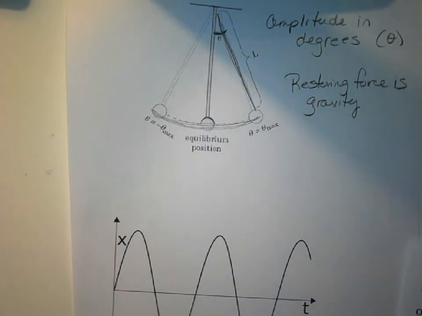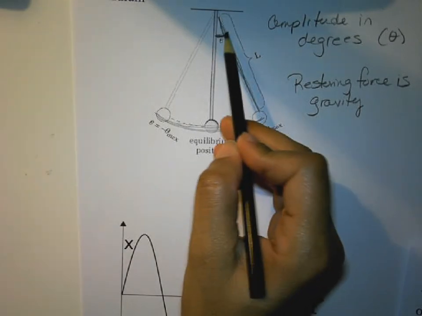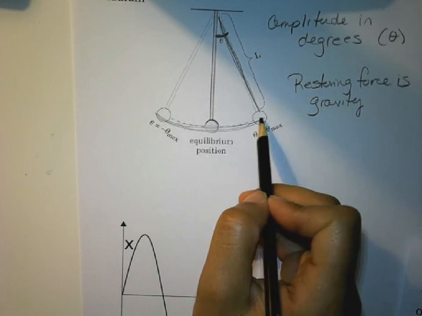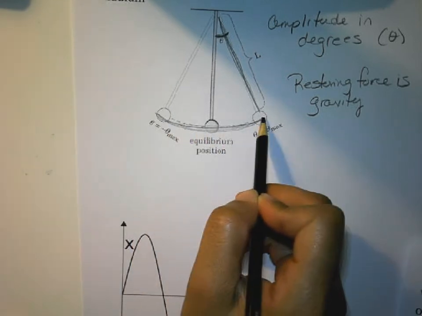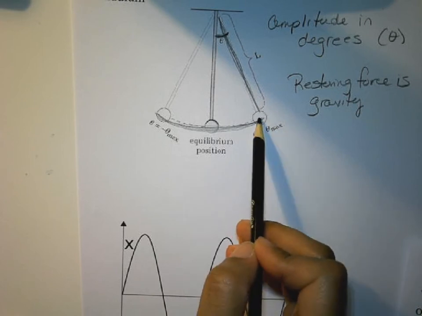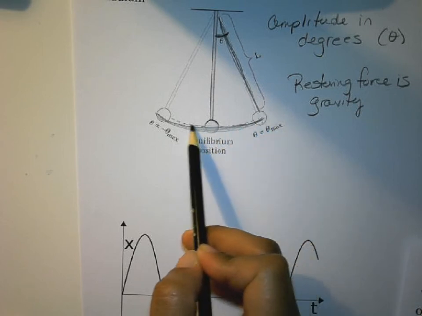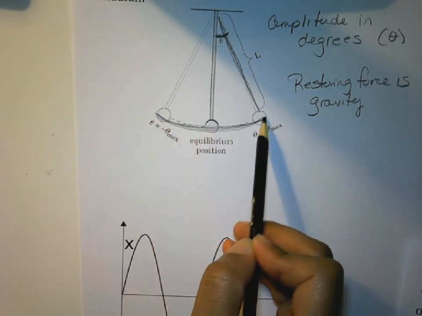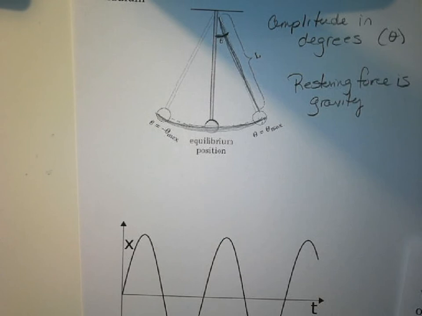So once you put in the work and pull that pendulum back to some angle and let it go, then gravity takes over and it causes the pendulum to swing back and forth. And a cycle for a pendulum is from the starting position through equilibrium back to where it started. That is the definition of a cycle for a pendulum.